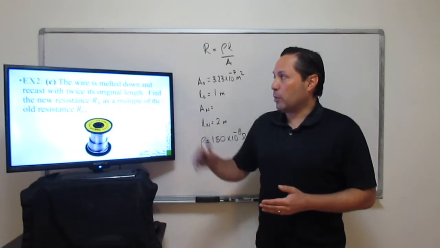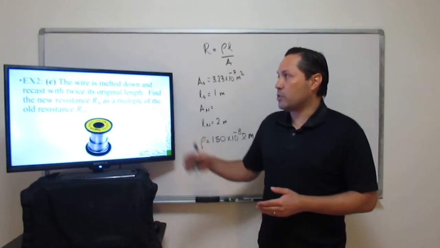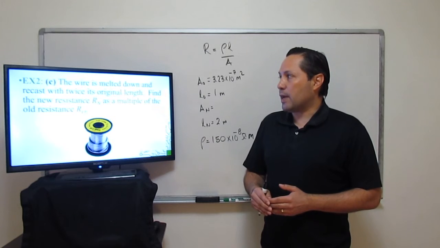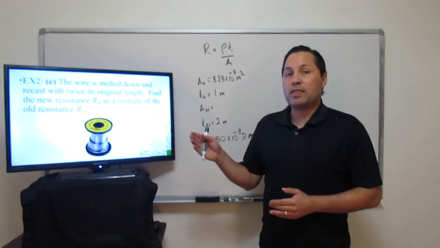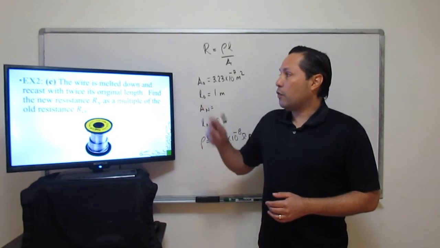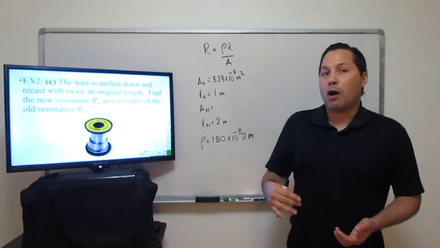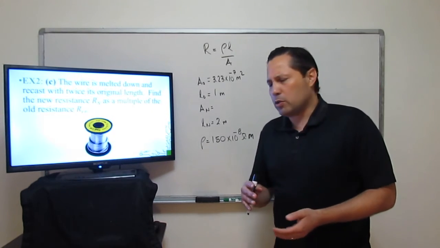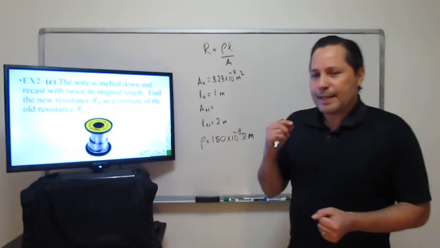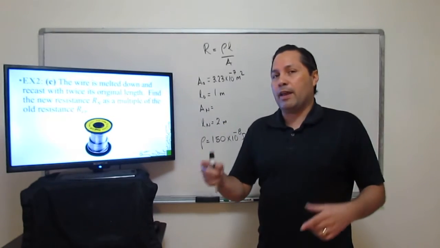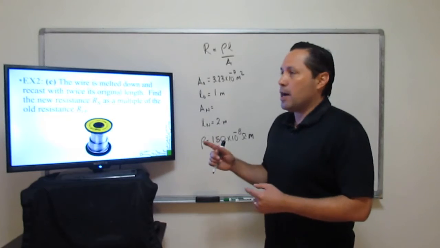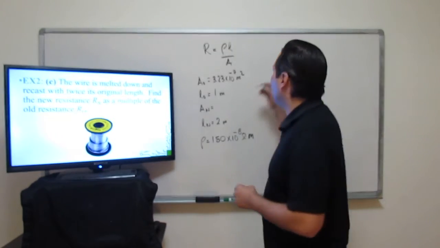Next, let's take a look at part C of example 2. Here they ask us the wire is melted down and recast with a length that is twice that of the original. Find the new resistance Rn as a multiple of the old resistance Ro. Alright, so let's do this problem. First of all, in this problem now we have twice the length, so that's going to change the area. Now what does not change between these two will be the volume.